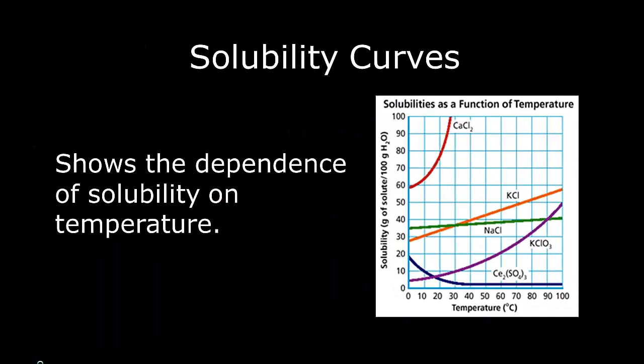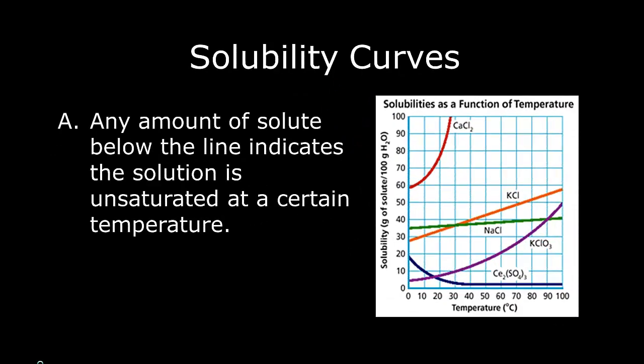Okay, now let's talk about solubility curves. Solubility curves show the dependence of solubility on temperature. So as you can see over here, we have 5 substances, and they are graphed depending on their solubility and at what temperature. So the temperatures change, and that changes how much solute can be dissolved. And this happens to be in water, 100 grams of water. Any amount of solute below the line indicates that the solution is unsaturated at a certain temperature.